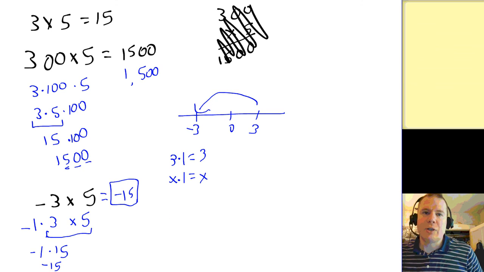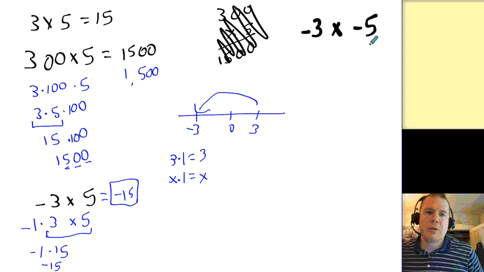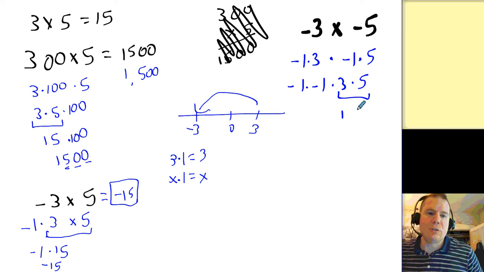It's the exact same when I look at -3 times -5. Right? -3, -1 times 3 times -5, -1 times 5. Well, let me associate these two, right? It's all multiplication. -1 times -1 times 3 times 5. 3 times 5 is 15. 15 times -1 is -15. Multiplied by another -1, that gets us the opposite of that.